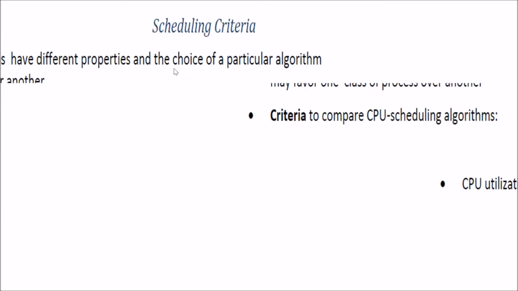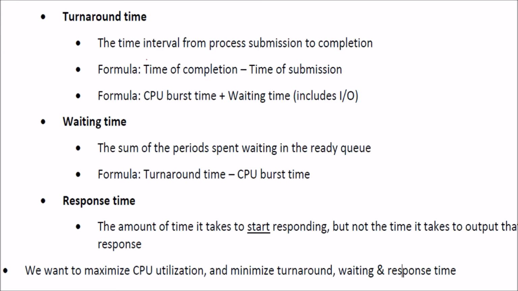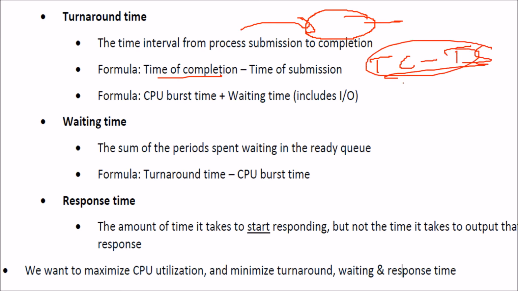We want this throughput to be as maximum as possible. Then we have turnaround time. That is, when you submit the process and the time it completes, the time in between is the turnaround time. That is the time of completion minus the time of submission. The turnaround time is basically the time it has spent in the CPU, and the time it has spent waiting in the ready queue, or maybe some input output is going on. So CPU burst time plus waiting time is actually the turnaround time.